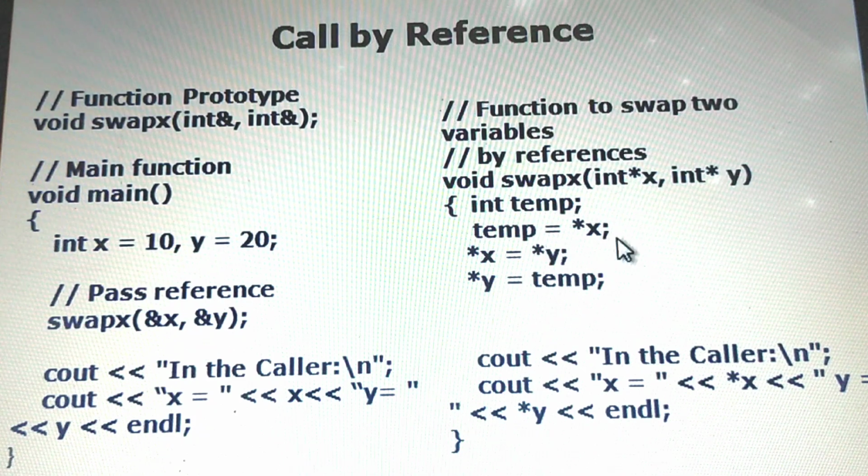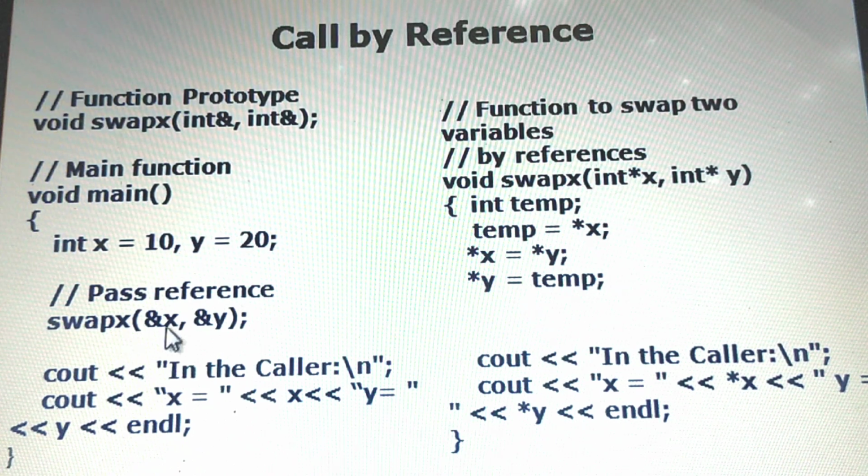Okay. Then we have to write like this: int asterisk x. That asterisk mark is the pointer; this is the symbol of pointer. And the second parameter, the same way, asterisk y. If we define it like this, we can easily pass the address of the variable to the pointer.